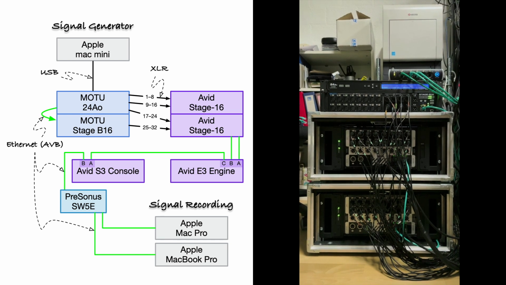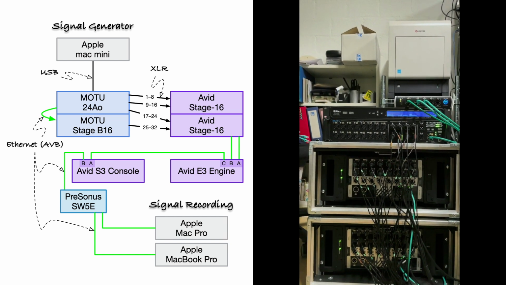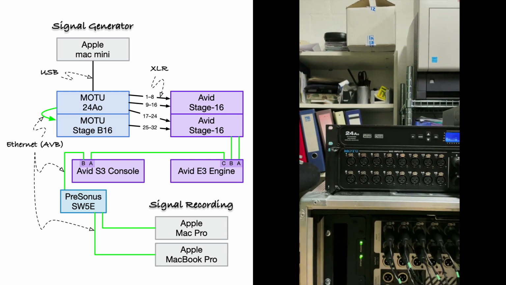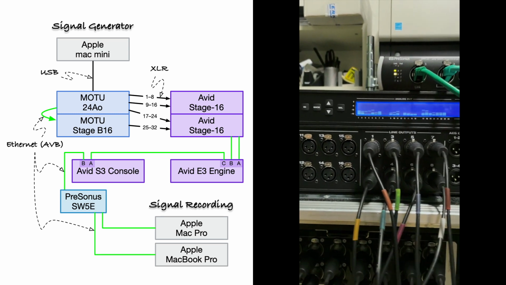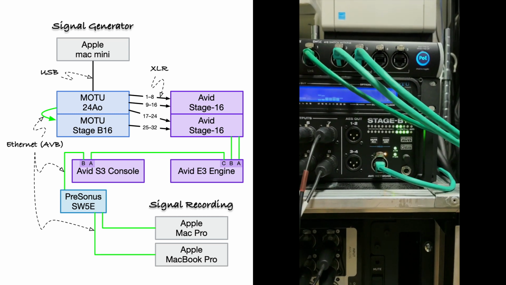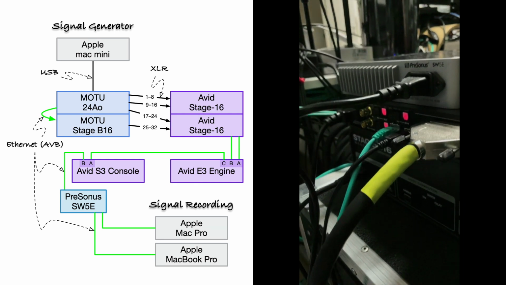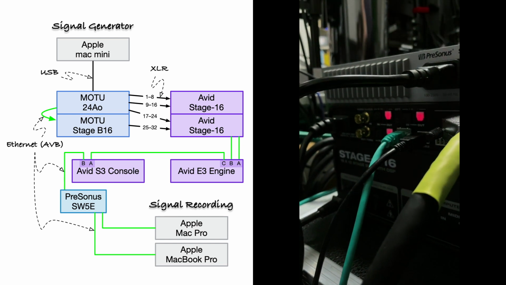I'll record the audio on one computer in the normal Avid supported way, and then demonstrate recording in parallel to a second computer. For signal generation, I'll be sending 32 tracks of audio using a Mac Mini, late 2012, running macOS Yosemite with Logic Pro X 10.4.4. The Mac Mini is connected to a HOWTO 24AO via USB, which itself is connected to a HOWTO Stage B16 via AVB. I need both HOWTOs to give me 32 tracks of line output, enough to fully drive the two Avid Stage 16 stage boxes.